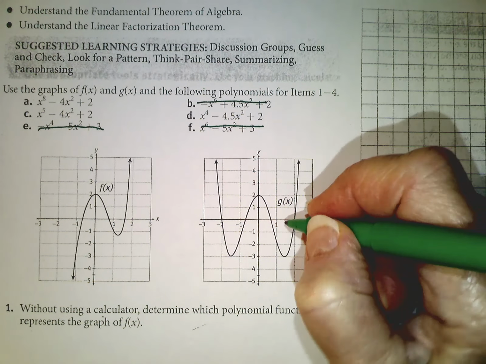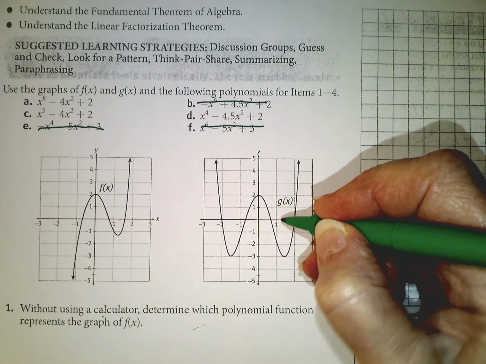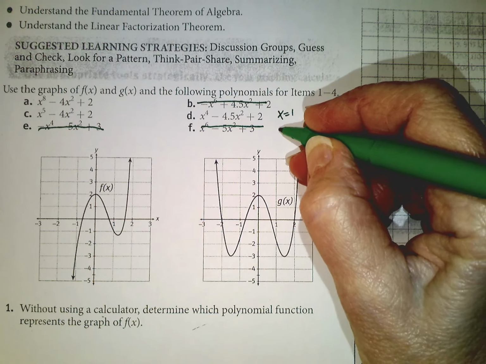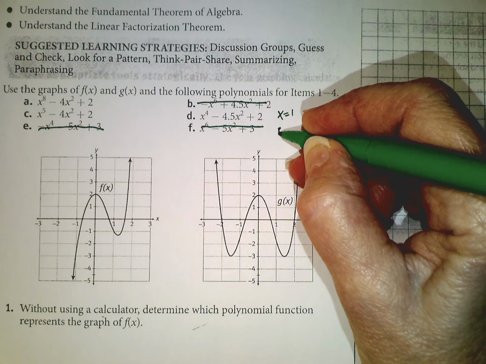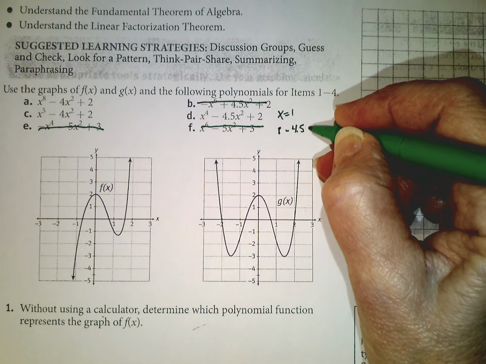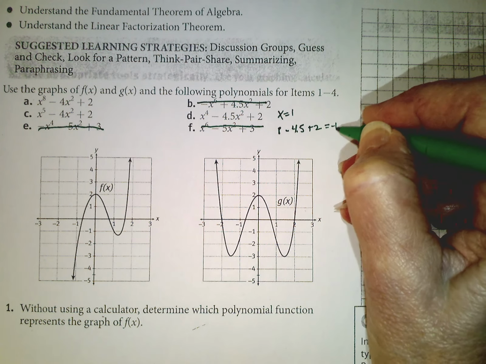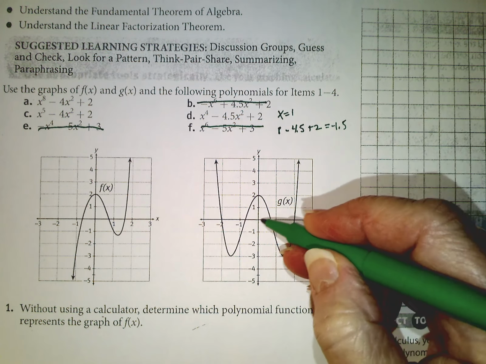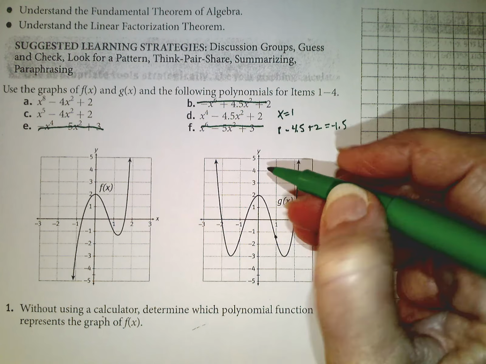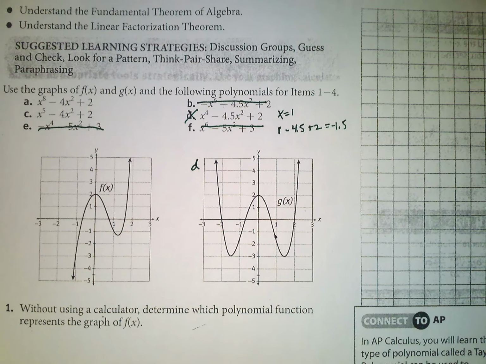One way we could tell is pick a value, like pick x equals 1. So at x equals 1, just put it in the equation. So we had 1 to the 4th, which is 1, minus 4.5 times 1 squared, plus 2. Well, that does indeed come out negative 1.5, which is what it looks like when x is 1. The graph is at about negative 1.5. So this is it. This is choice D. Don't need that one anymore.